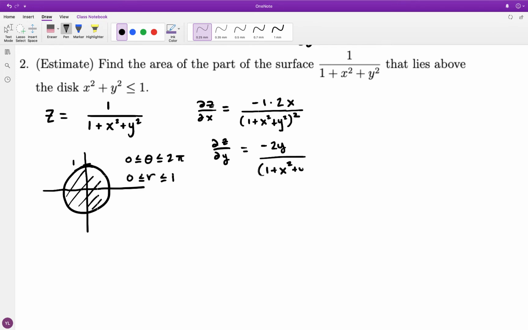And once I have my partial derivatives, in order to fill out the integrand of the formula, I just square them both, add them together, and add 1, and put that all under a square root. So I'm just working out all that algebra over here.